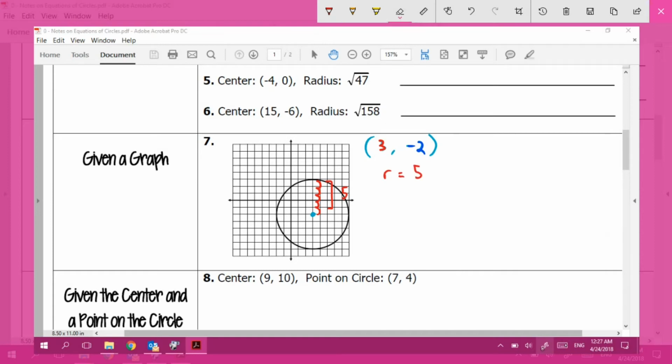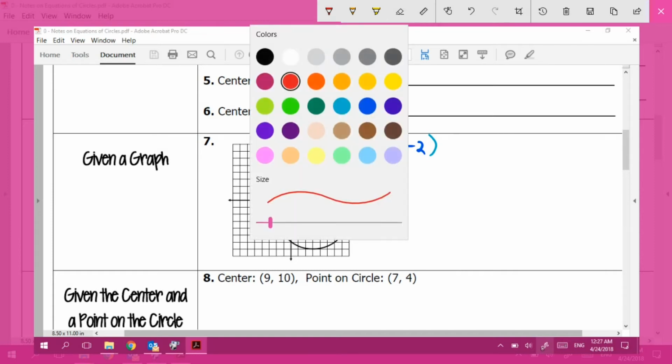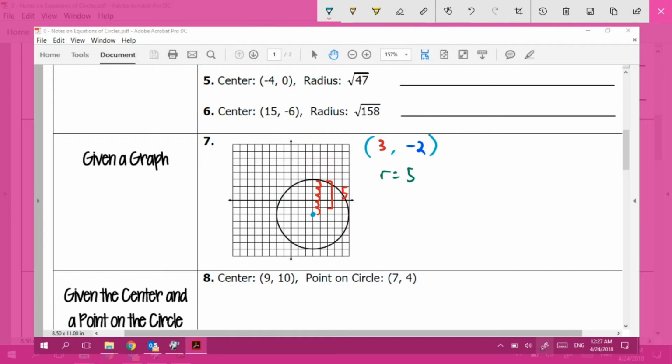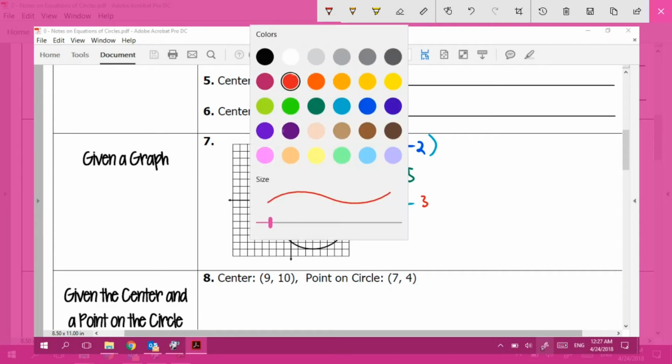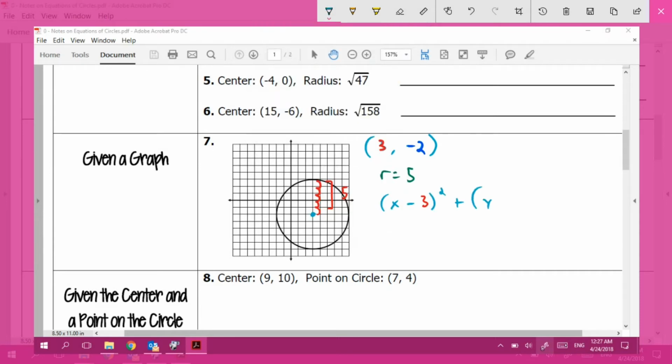Let me put that in green. Let's just keep things consistent. R equals 5. So now with this information, I should be able to write my formula. So we've got (x minus 3) squared plus (y minus a negative 2), which becomes a plus, so (y plus 2) squared, equals the radius, which is 5, squared. And now, simplifying everything, we've just got (x minus 3) squared plus (y plus 2) squared equals 25. And that is the equation for this circle.